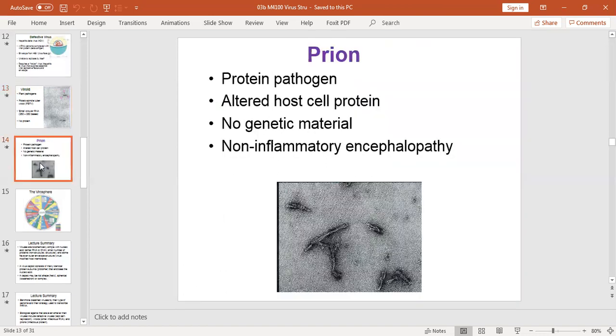Slide number 14 talks about prion. Prion is a protein pathogen. It's not DNA or RNA. It is usually altered host cell proteins. As I just mentioned, there is no genetic material associated with prions. So no DNA, no RNA. And they cause non-inflammatory encephalopathy. As I mentioned before, there would be a lecture specific to prions, so hold on to it for now. Just know this brief about it for now.